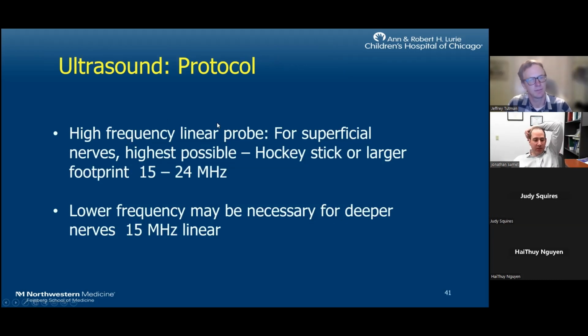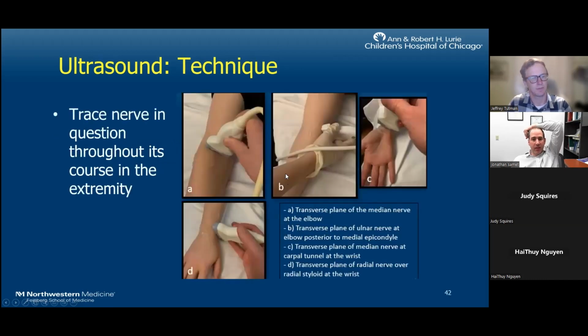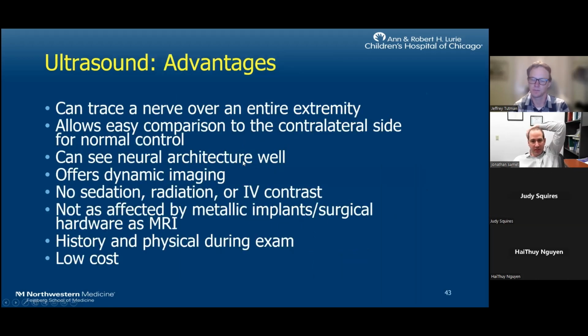So it really depends where you're looking. I sometimes will switch probes during the exam. If it's more superficial, I'm using the highest possible frequency. And then as the nerve goes deeper, you may have to switch to lower frequencies. Here's an example of me tracing multiple different nerves. Here would be the median nerve at the elbow. Here's the median nerve at the wrist. Here's the cubital tunnel at the elbow. Here is a superficial branch of the radial nerve. So you learn to trace these nerves.